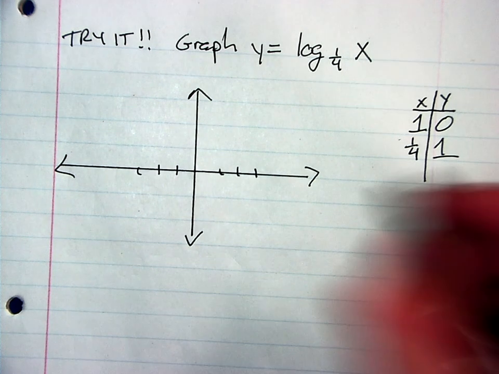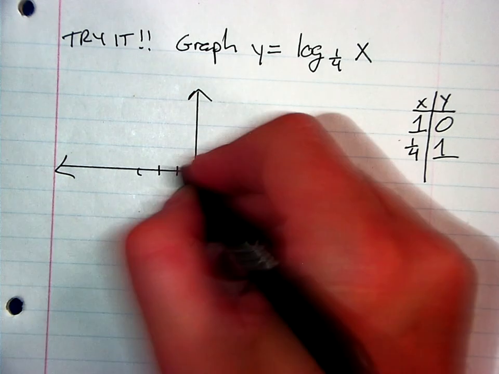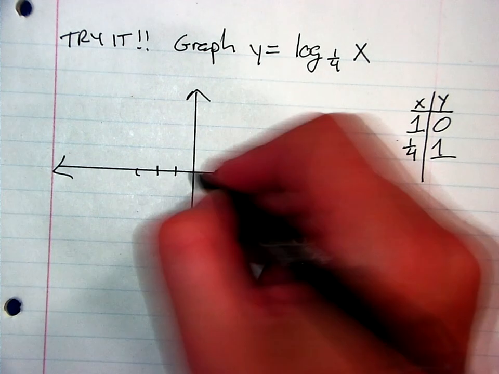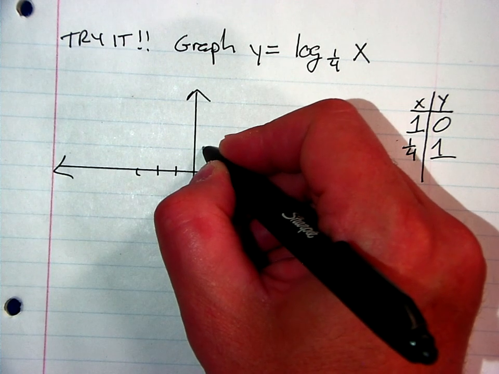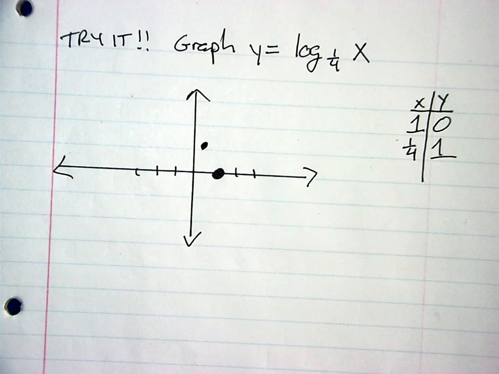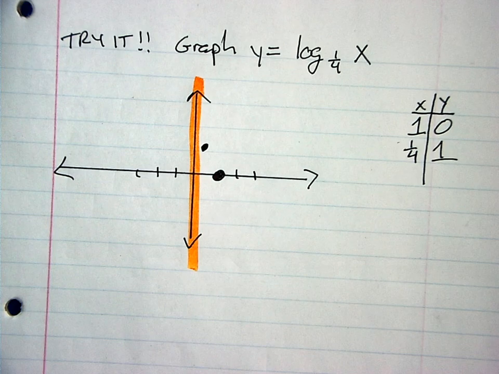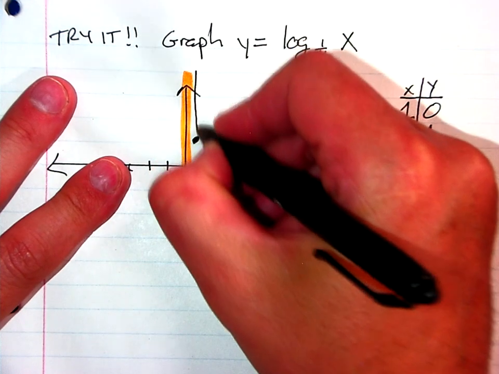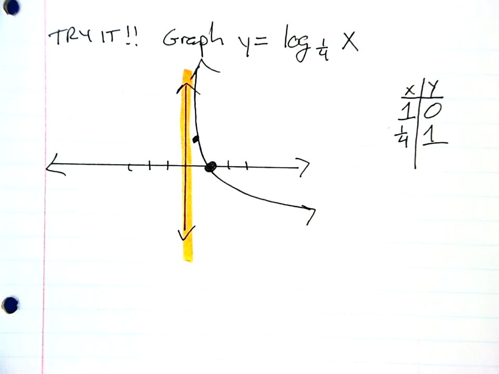All right, so I'm going to go over 1, up 0, put a point there. I'm going to go over a fourth and up 1. Over a fourth. So cut it in half and cut it in half again and then go up 1. Where is my asymptote? Has the asymptote moved at all? No, so it's still at x equals 0. But if you notice, 1/4 is less than 1, right? So it's going to be getting smaller. So it's going to look something like that. As long as you have anything that looks like that, you are good.